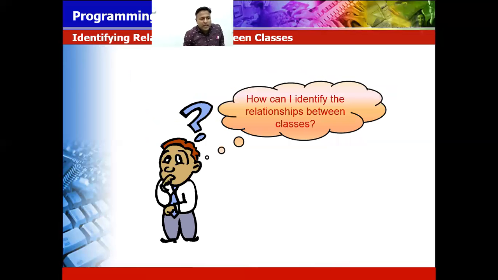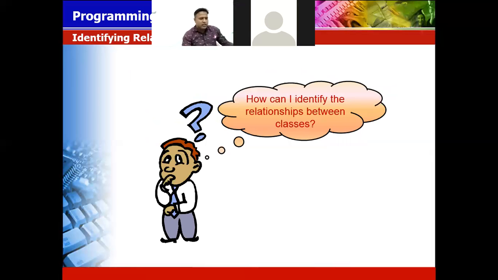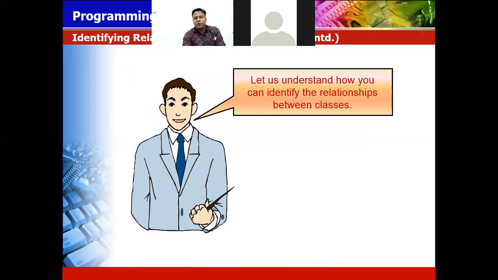So how can I identify the relationship between the classes? You have to identify how one class is interacting with the other classes. It's just like when you are interacting with your parents. When you are interacting with your father, the respect that you give or the way you talk is different from when you are talking with your mother.